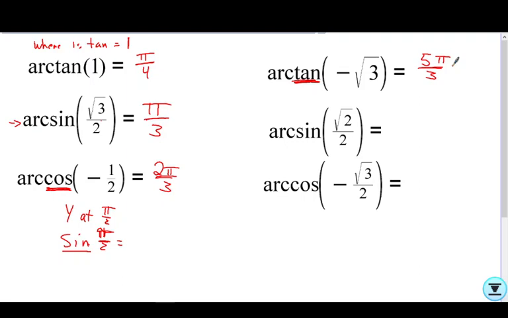Okay. Arc sine at square root of 2 over 2. So what angle measure is sine square root of 2 over 2? Yep. Pi over 4. Arc cosine at the negative square root of 3 over 2. So we know we're in second quadrant, and that is 5 pi over 6.